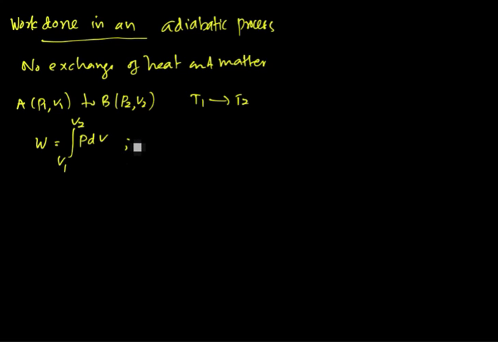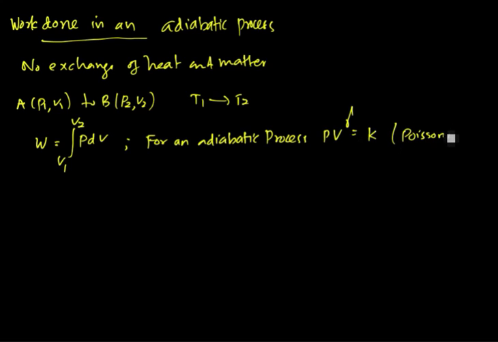Now we have to consider the equation of state for an adiabatic process that we will discuss later while discussing the first law of thermodynamics, but here I am taking that expression that is familiar to you: for an adiabatic process, PV raised to gamma is equal to a constant, let's call it K. It is actually called Poisson's law.